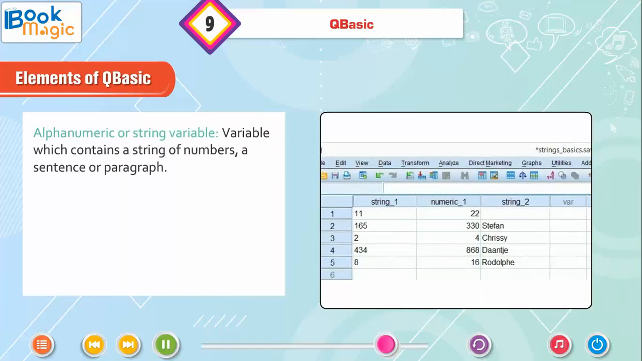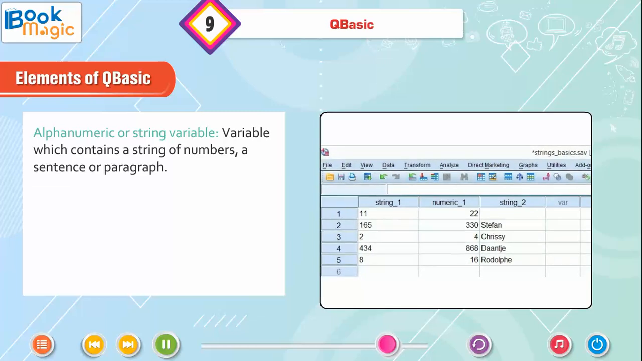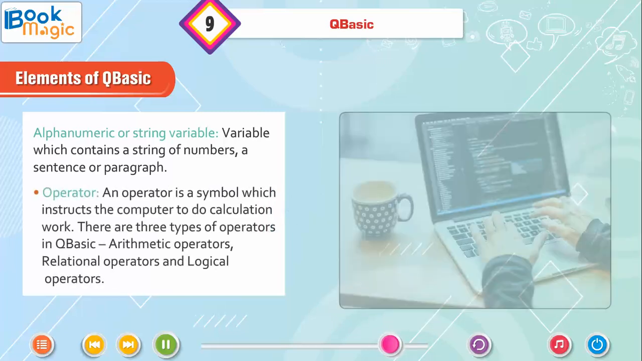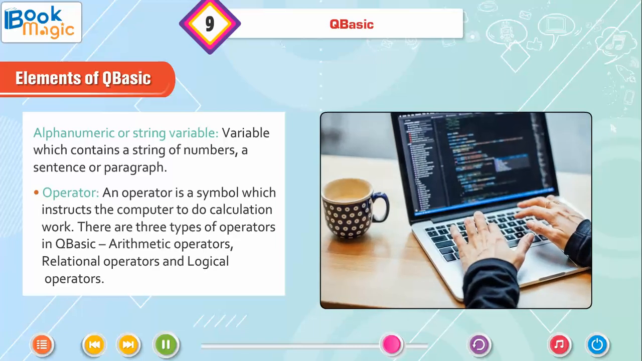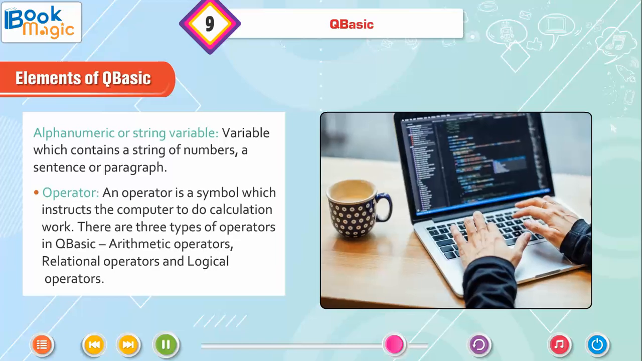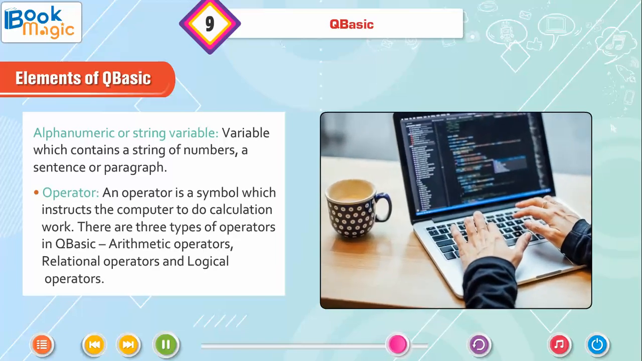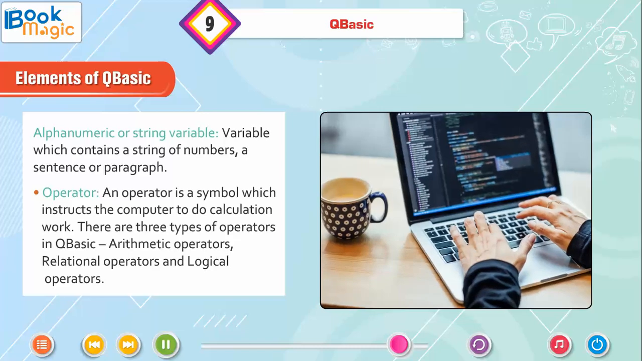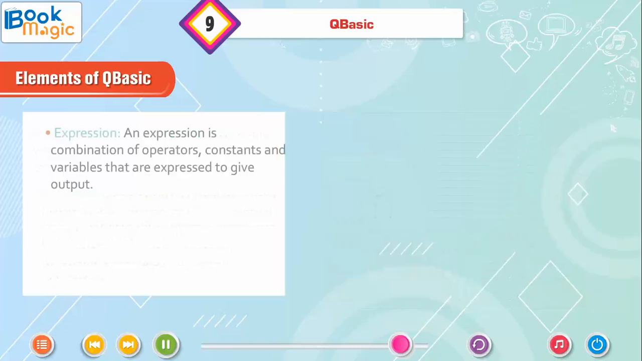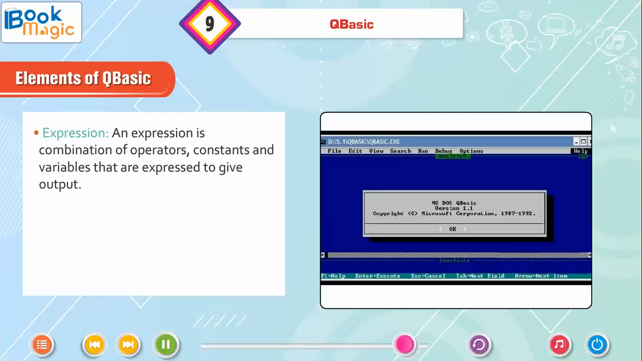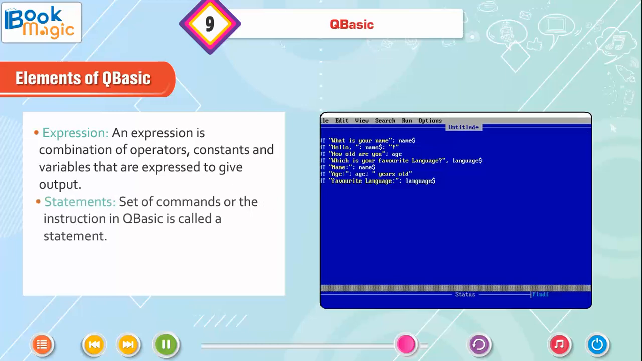Alphanumeric or string variable. Variable which contains a string of numbers, a sentence or paragraph. Operator. An operator is a symbol which instructs the computer to do calculation work. There are three types of operators in QBasic: arithmetic operators, relational operators, and logical operators. Expression. An expression is a combination of operators, constants and variables that are expressed to give output.